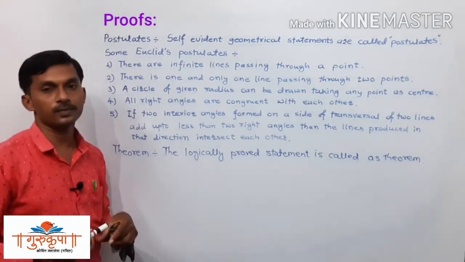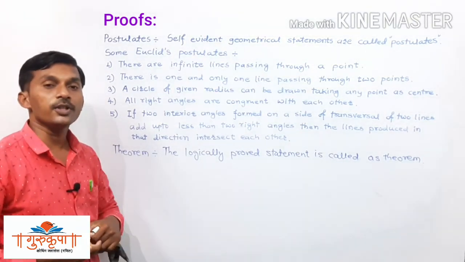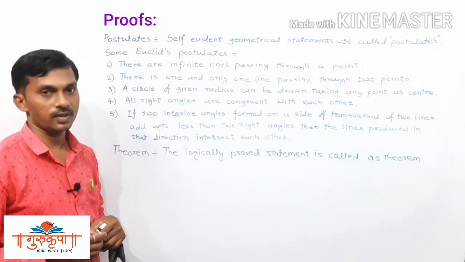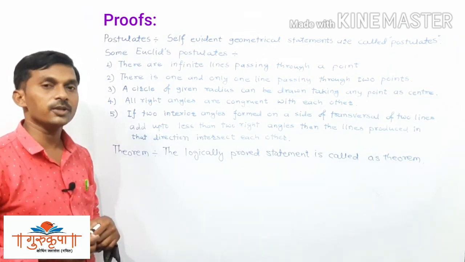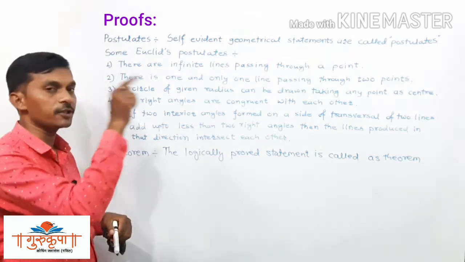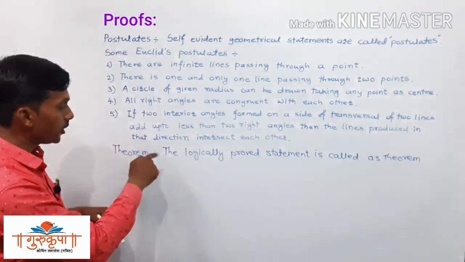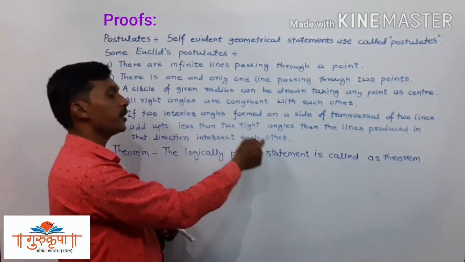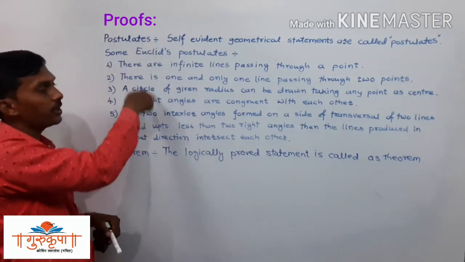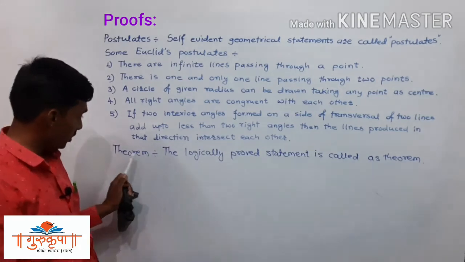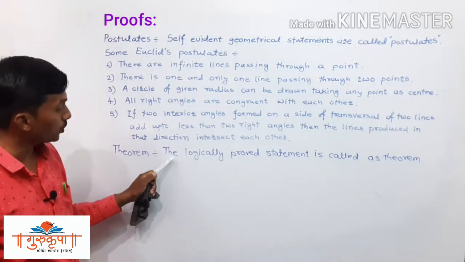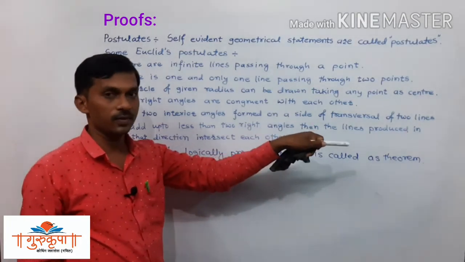For example, the sum of the measurements of all the three angles of a triangle is 180 degree. If we have to prove that statement, we have to prove it logically. These postulate statements we cannot prove. They are self-evident. But the statement of the theorem is not self-evident. We have to prove that statement logically.